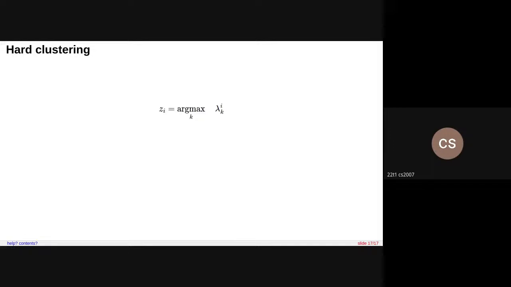So that is the E step, that is the M step, and the final point you need to know is that you can use whatever lambdas you get to do clustering also. How do you do that? One way is to look at all the probabilities for a particular point i, and then say that the cluster this point belongs to is the mixture which has the maximum probability. So this is what is called hard clustering.